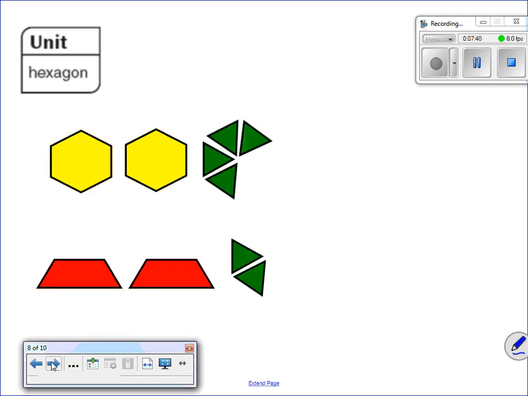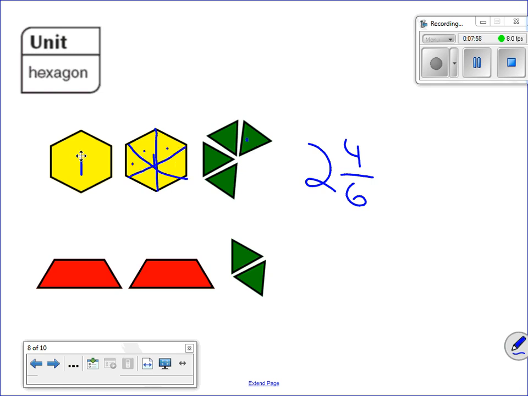Okay. The hexagon is 1 whole. So I have 1, 1, so I have 2. I have 1, 2, 3, 4. This would be 4/6, because I know a hexagon has 6 triangles. So I have 2 and 4/6. What would this be as an improper fraction? 6 times 2 is 12 plus 4, 16 over 6. These are my 2 answers. You're gonna have to come up with 2 answers today.